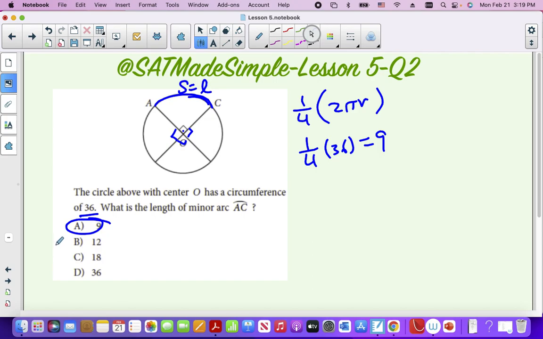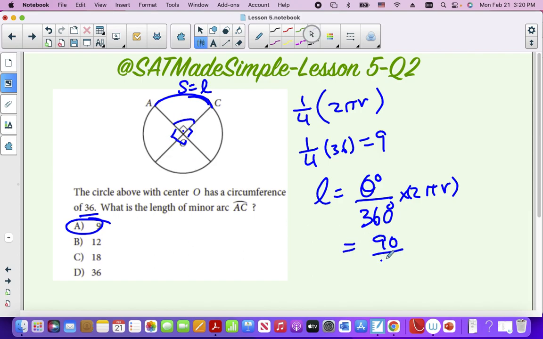The other is to think of the arc length formula. L equals theta in degrees over 360 times 2 pi r, which is the circumference really. So the central angle in this case is 90, so 90 out of 360 times 36, the circumference. So again 9 is my correct answer. So you have more than one approach to find the answer for this question.